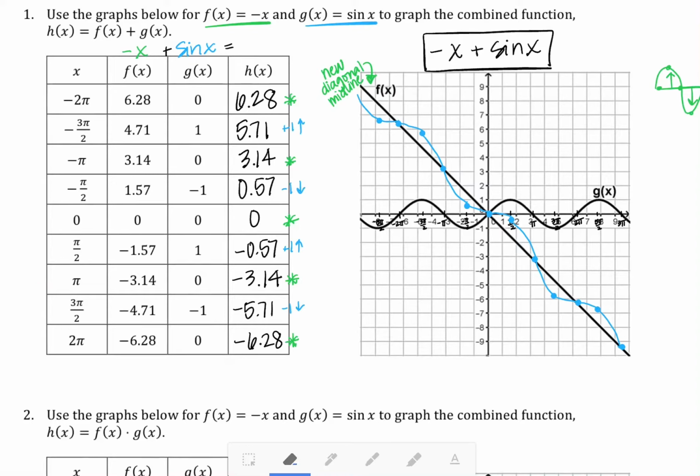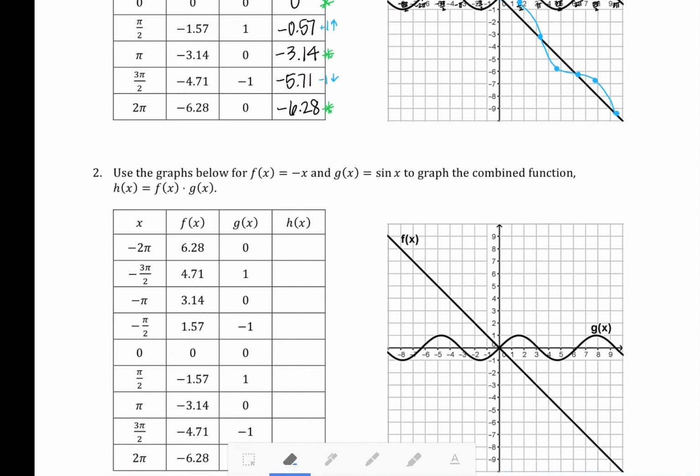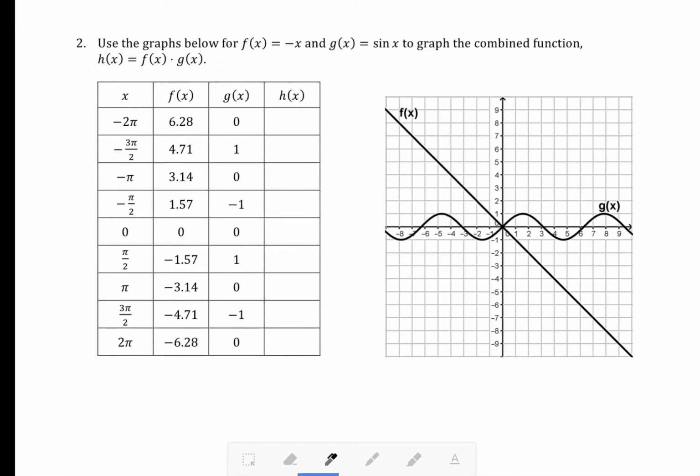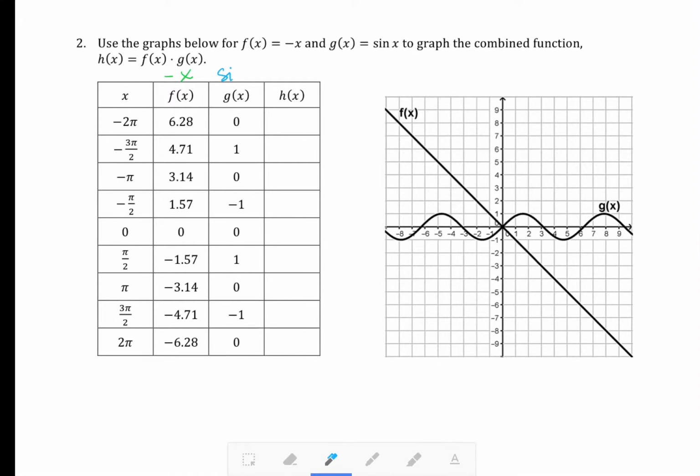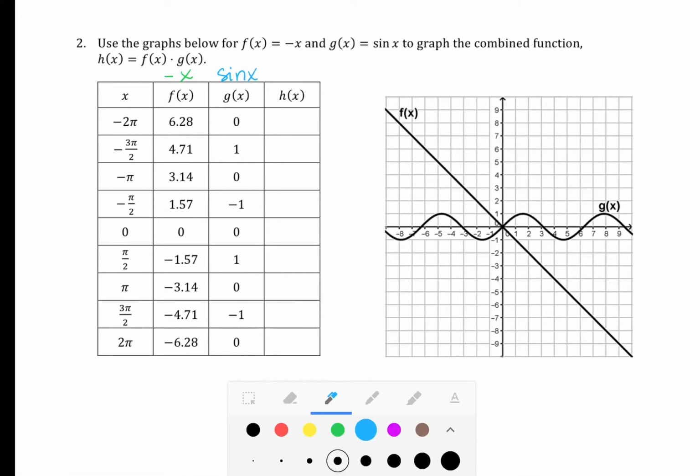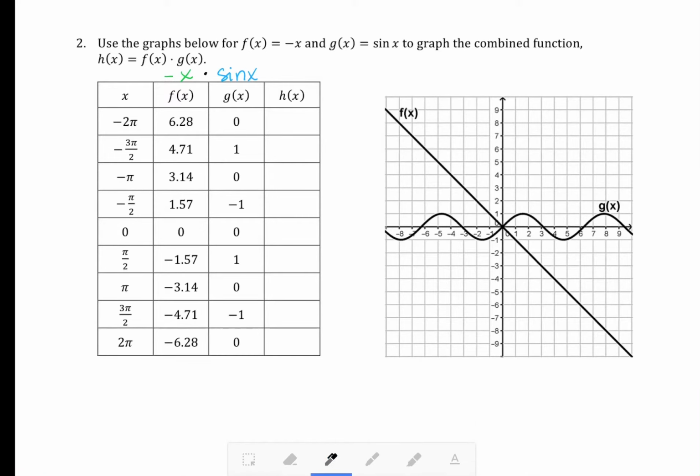Okay, let's try number 2. Number 2, same exact functions. We're dealing with the same function, so our table looks very similar. This is still negative x. This is still just sine x. But now, instead of adding them, we are going to be multiplying them. So this is times the 2. Okay, let's multiply them. Let's see what we get.